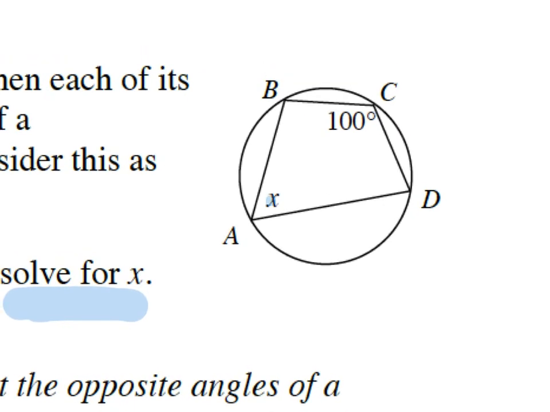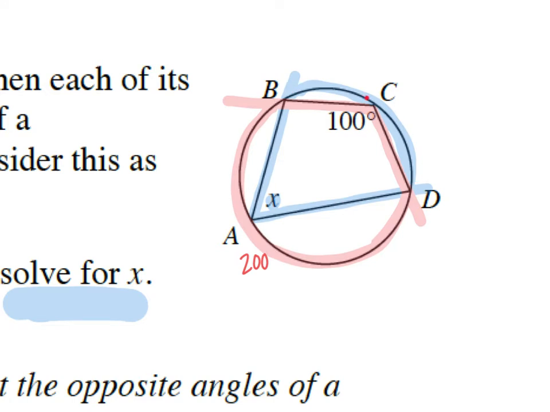So I have to solve for x here. If I trace the angle that's formed by x, it would be half of this arc, BD. If I look at the other angle here, the 100, 100 would be half of this arc here, BAD, that major arc. So I know the measure of arc BAD is 200.